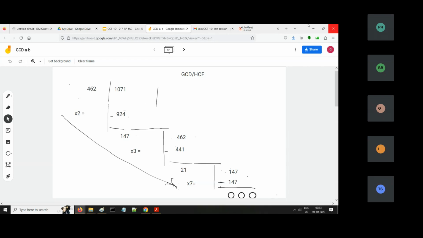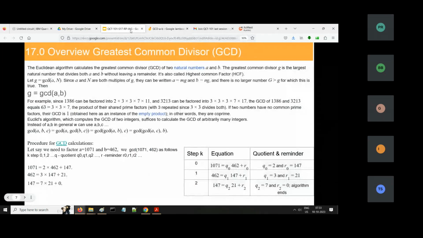This is normally what we teach our kids when they do the HCF or GCD calculation, correct? You just divide. So the same thing can be put here as 462 is 2 into 147 plus... then 462 is 3 into 147 plus 21. And 147 equals 7 into 21. That means the remainder is 0 now. So this is tabulated as step 0, 1, 2.